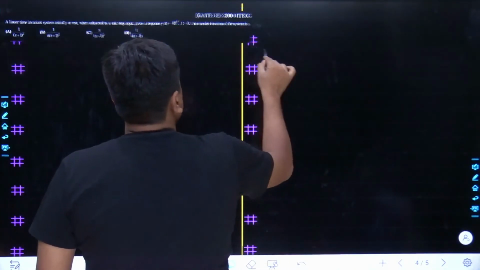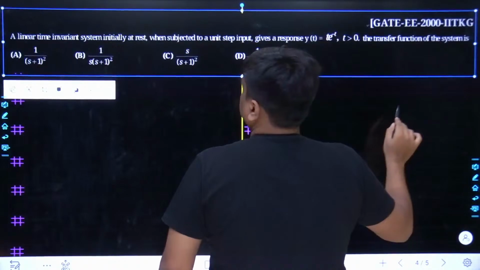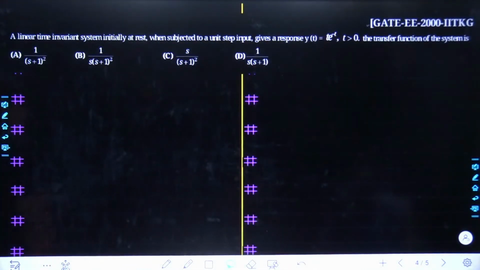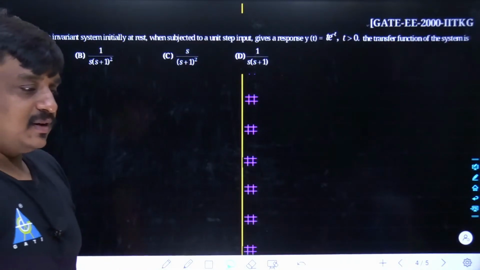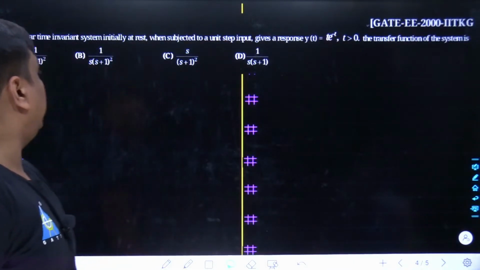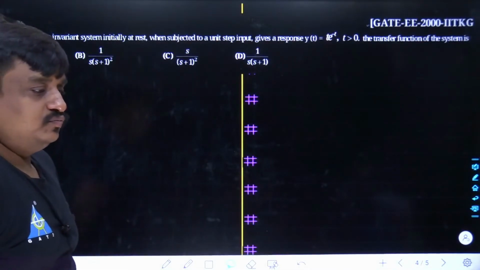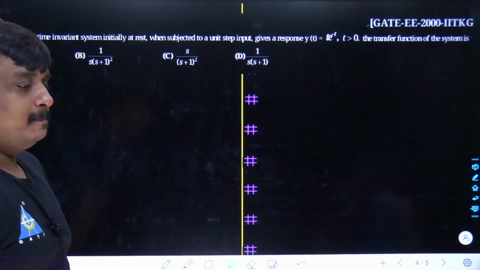Tell me what would be the best answer. So the answers have started coming. Few of them are saying A had been the answer. Few of them are saying C had been the answer. Tell me.